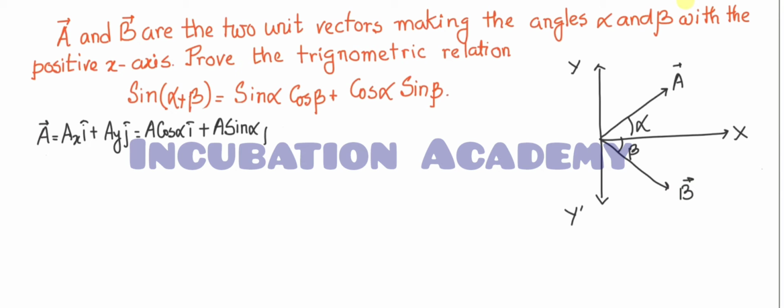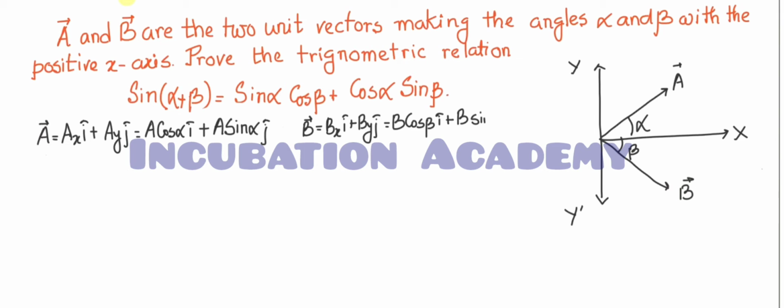Now what is the b vector? Let me write it down here. The b vector can similarly be written as bx i cap plus by j cap. What is bx? Since the b vector makes an angle beta with the positive x-axis, bx is b cos beta i cap, plus b sin beta j cap. So this is the a vector and the b vector.